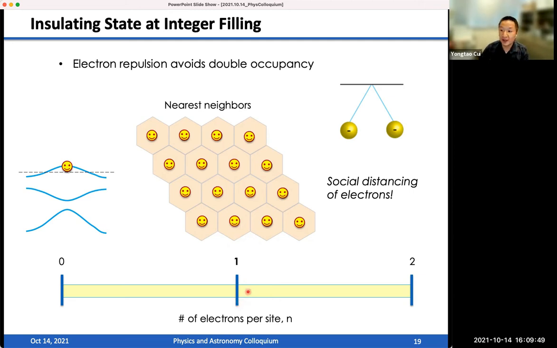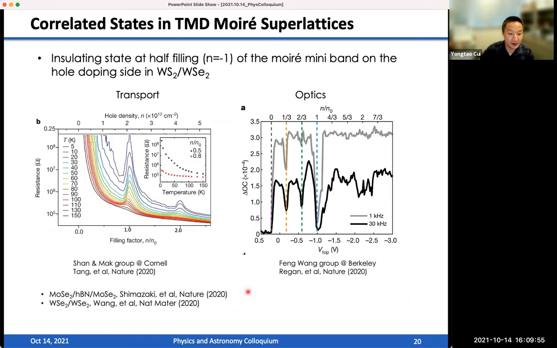Okay, so that's already beyond the understanding of conventional band theory. Experimentally, there have been a few works reporting insulating states appearing at half filling of this band. They all worked on the system of tungsten diselenide on tungsten disulfide on tungsten diselenide. Using transport or optics techniques, they found that there are insulating states appearing at a filling factor of 1 on the whole site.